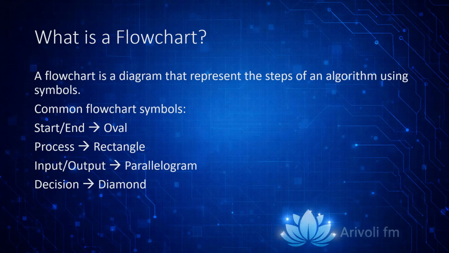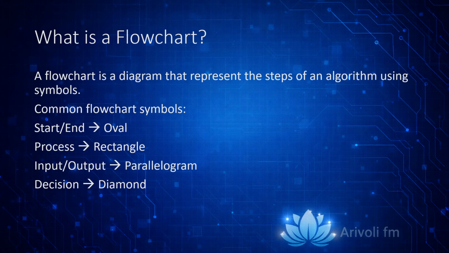Sometimes it is easier to understand a process visually. So programmers use flowcharts. A flowchart is simply a diagram that shows the flow of a program step by step. It helps us understand the logic of a program before writing the actual code.